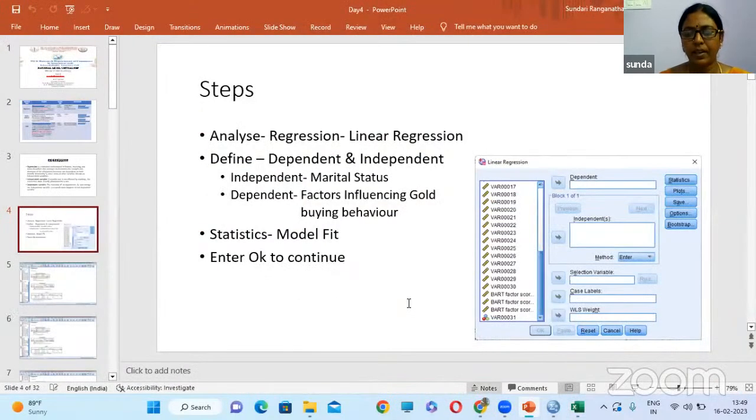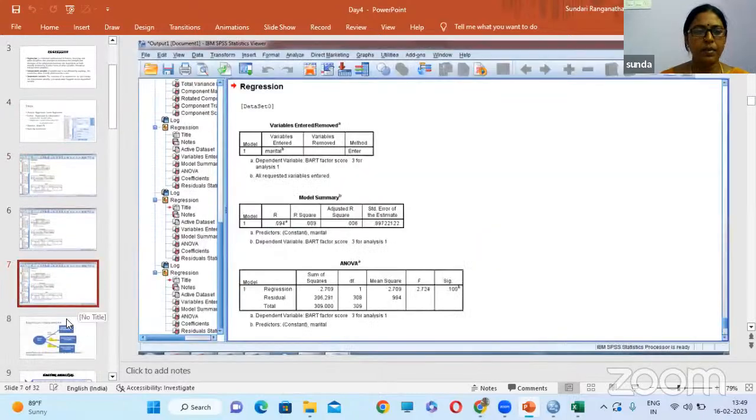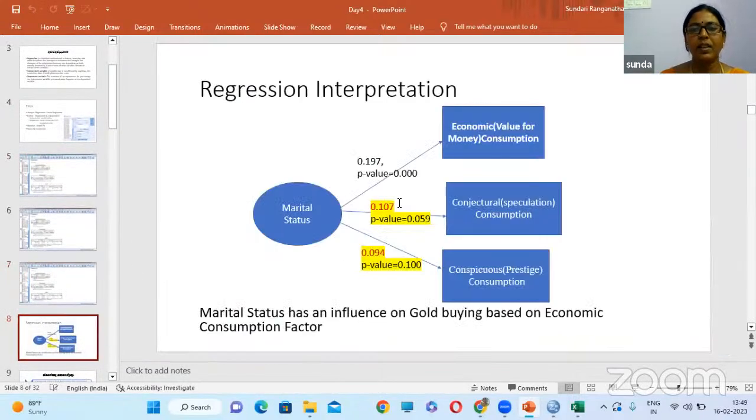I have prepared a model like this. You can see, yesterday we learned about this particular paper. In this paper, I had three types of factors: economic factors, conjectural factors, and conspicuous factors, right? These are all the three factors that emerged out of my factor analysis. I have applied regression to find out the impact of marital status.